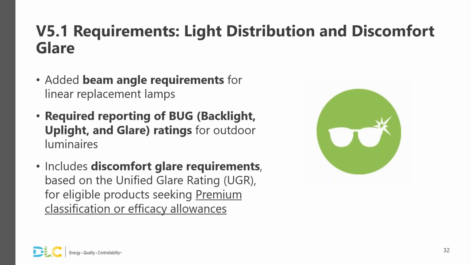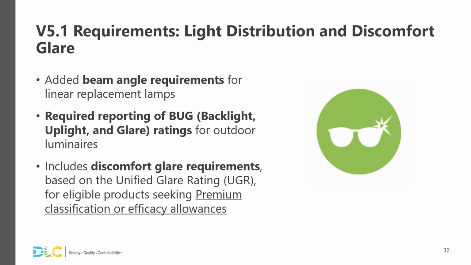For products in the outdoor luminaire category, BUG ratings were introduced as a new requirement. BUG stands for backlight, uplight, and glare, and the ratings are associated with the luminaire optical performance on light trespass, sky glow, and high angle brightness control. But note that this is only a reporting requirement, not a product qualification criterion, which will be explained in detail in the next slide as well.